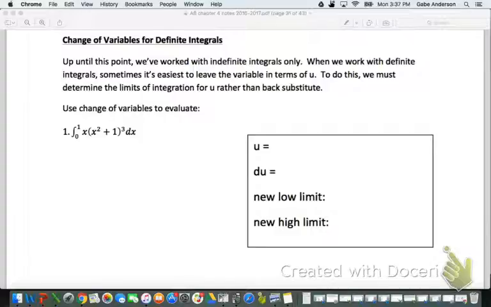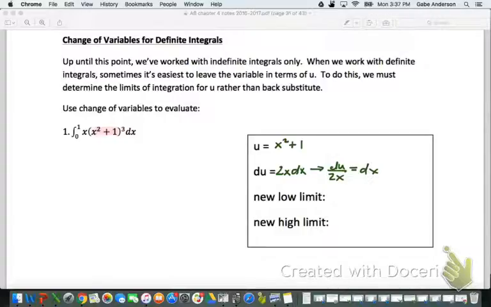Okay, so with these definite integrals, here's what we do. Just like before, we will always make the U the inside part of the composite. So in this case, the inside part of the composite is x squared plus 1. So I'm going to make my U x squared plus 1. And then as typical, we find our du. So du would be 2x dx. And then again, typically we solve for dx. So we'd get du over 2x is equal to dx.